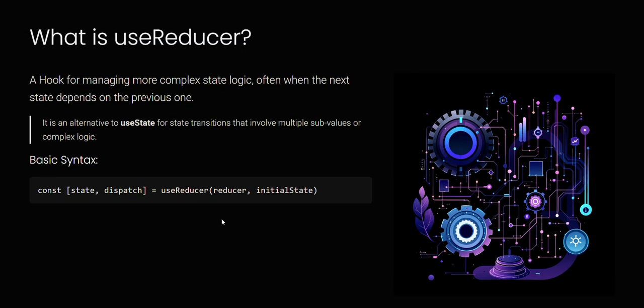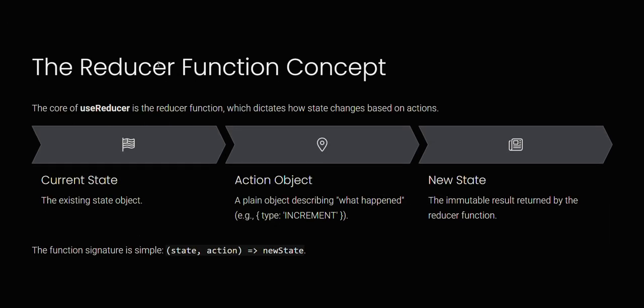So after this, let's move on to the reducer function concept. The heart of useReducer is the reducer function, right? If you understand this slide, you understand the hook. The reducer function is a pure function with a simple signature. It takes the current state and an action object and it returns the new state.